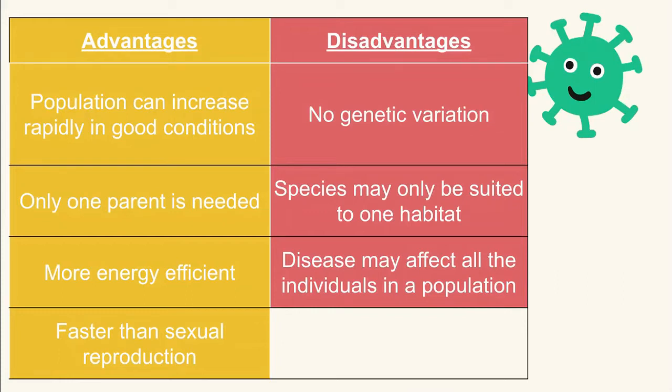Now, the disadvantages are that there's no genetic variation. It is the same genetic information from parent to offspring. Species may be suited to only one habitat. Because there's no genetic variation, there are no new traits, which means that it can only live in the same area that the parent lives in. And then if there's a disease or a famine, it affects the entire population since they are all the same.